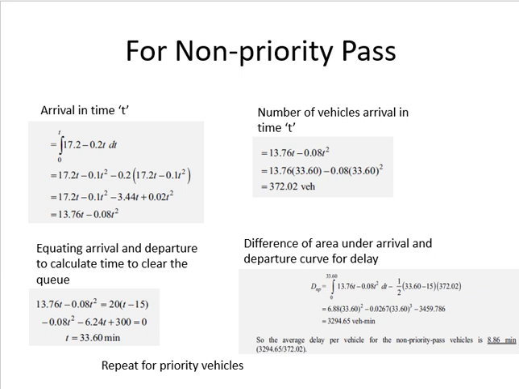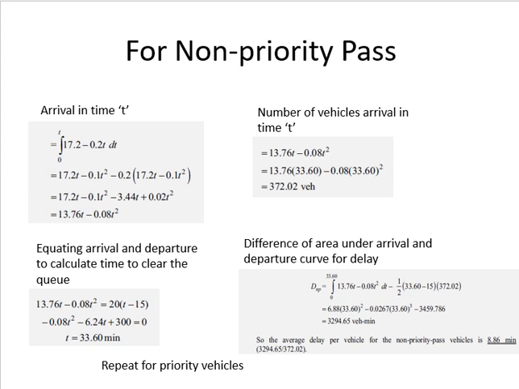As a limit of time, okay, time up to what? 33.6 minutes. Okay, so you will take that integral from 0 to 33.6. Integral of this minus integral of this. Okay, this will give you total delay. Total delay is this much. Integral minus integral, total delay is this much.